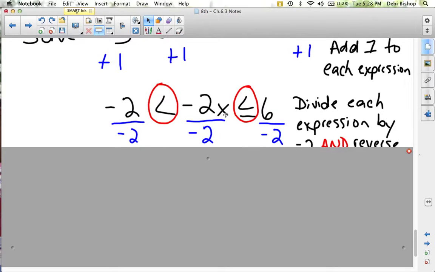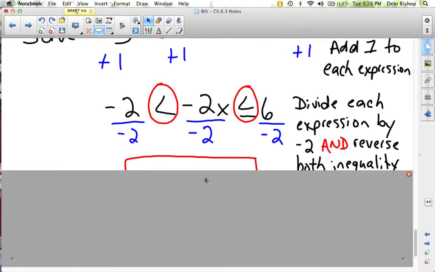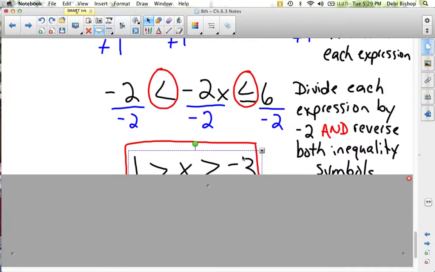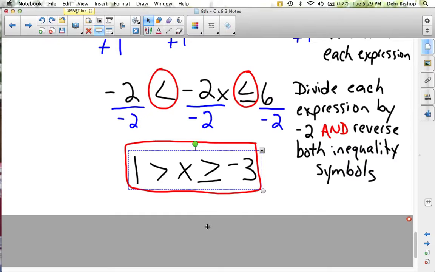Now I still need to isolate x, so I'm going to divide by -2. Now remember, when you divide by a negative number, you have to reverse the inequality symbols. So if I divide by -2 on both sides, you can see -2 divided by -2, don't forget, you have to switch your inequality sign. And -2x divided by -2, switch your inequality sign, 6 divided by -2. So you will be left with 1 > x ≥ -3.